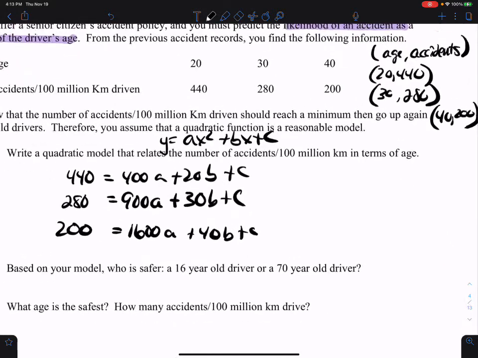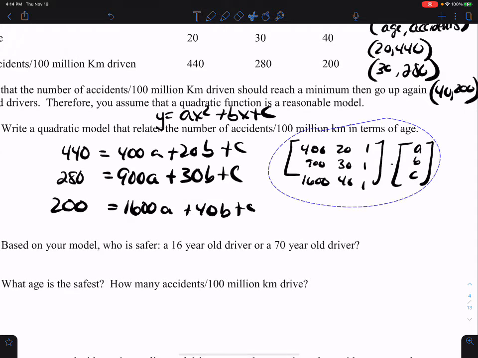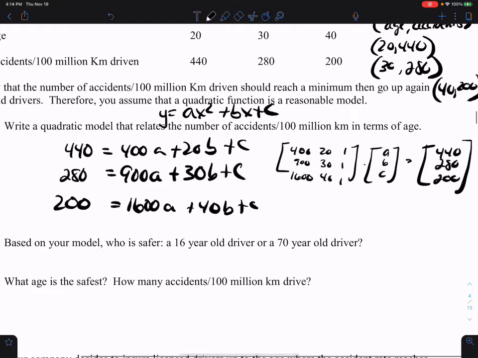So then once we're there, we're going to turn this into a product of matrices. We put the coefficients, multiply them by the variables, and that should give us the answers to those equations. Right? The answers in order were 440, 280, and 200. Now at this point, I would just ask that you pause, go into your calculator, and solve this matrix equation. Find the inverse of that first matrix and use that inverse.